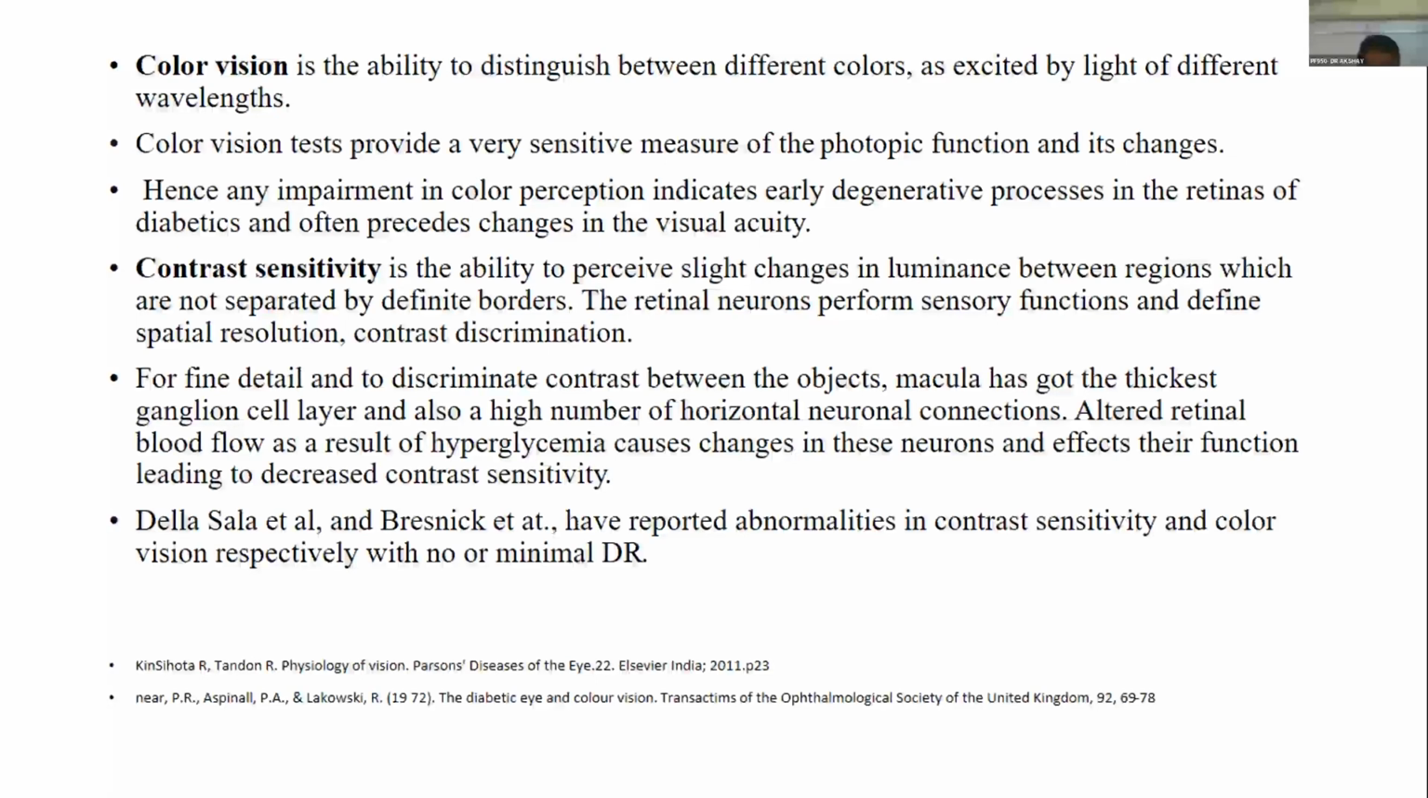separated by definite borders. The retinal neurons perform a sensory function and define spatial resolution and contrast discrimination. For fine details and to discriminate contrast between objects, the macula has a thick ganglion cell layer and also a high number of horizontal neuronal connections. Altered retinal blood flow as a result of hyperglycemia causes changes in this neuronal function, leading to decreased contrast sensitivity. Della Sala et al. and Bresnick et al. have reported abnormalities in contrast sensitivity and color vision respectively with no or minimal diabetic retinopathy.